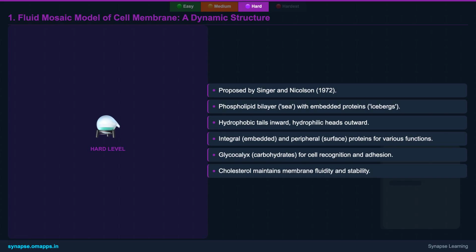Some proteins span the entire membrane, forming channels, while others are attached to the surfaces. Carbohydrates, often linked to these lipids and proteins, form a unique sugar coating called the glycocalyx, crucial for cell recognition. This complex arrangement allows the membrane to be both fluid and functional, facilitating vital processes like selective transport and cell communication. This intricate design is a testament to nature's engineering brilliance, enabling cells to adapt and respond to their ever-changing environment while maintaining their internal stability.